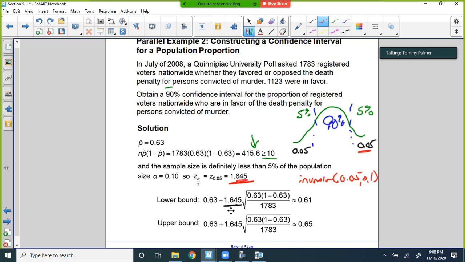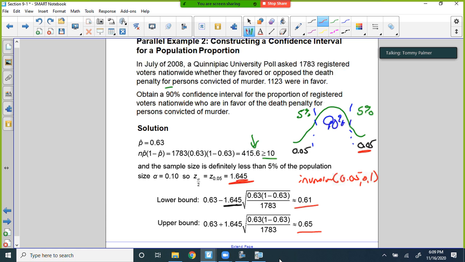0.63 minus, boom, is 0.61, and then upper bound would be what? It's a straight calculation. So a 90% confidence interval means that we would have from 0.61 all the way up to 0.65. Out of 100 samples, 90 of them would fall in between that. Fair enough? That's what it's saying. 10 of them wouldn't, right?